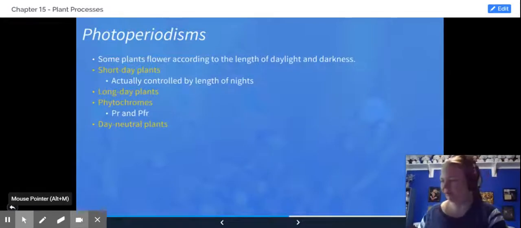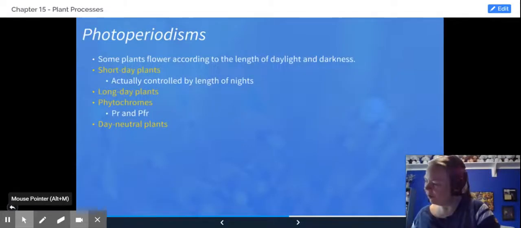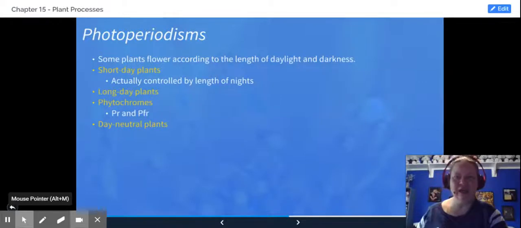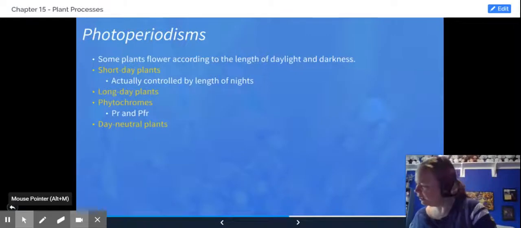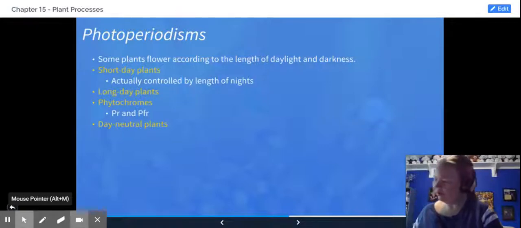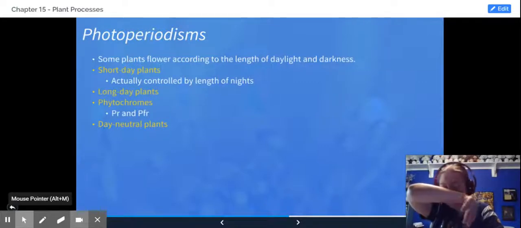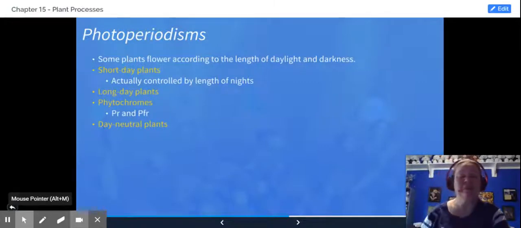All right, photoperiodism. Okay, photoperiodism is pretty much, let's see here. Flowers will grow according to the length of day or darkness, essentially, okay?